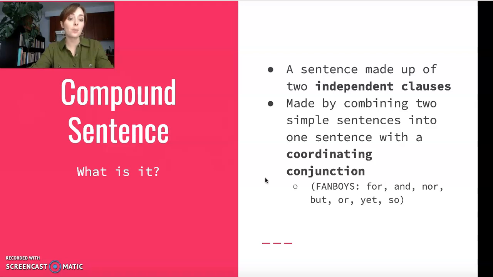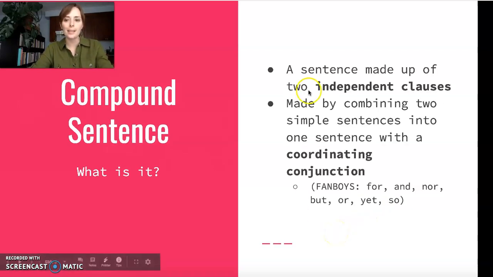So I have examples for you of coordinating conjunctions here. These are all the coordinating conjunctions, and you can remember what they are easily by using the acronym FANBOYS. So F stands for for, A stands for and, N is for nor, B is for but, O is for or, Y is for yet, and S is for so. Those are all coordinating conjunctions.